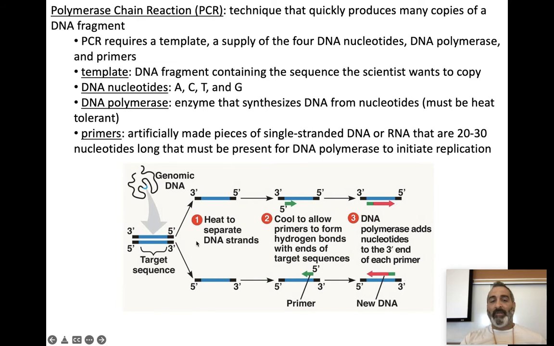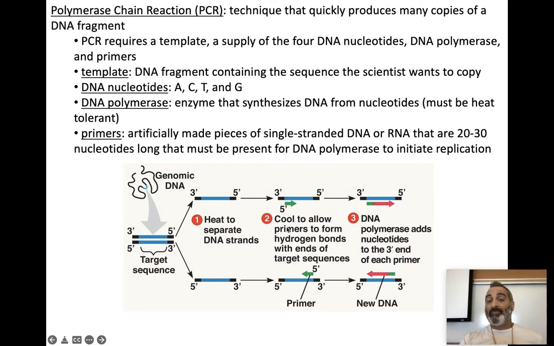So what happens? You start with your DNA. Okay, here are the first steps. You have your DNA. This is your template. And then this machine I was telling you about heats the DNA. Heating the DNA breaks the hydrogen bonds. So now you have two completely separate strands of DNA. The heat separated them from each other.